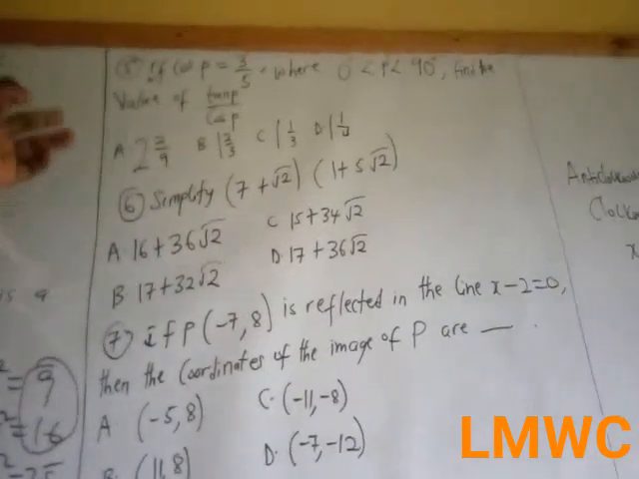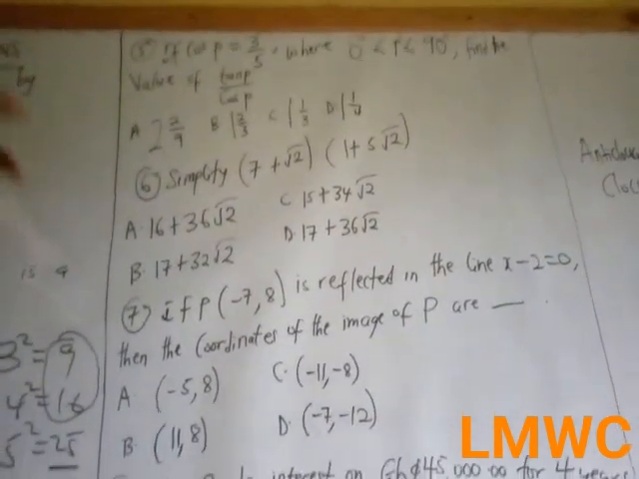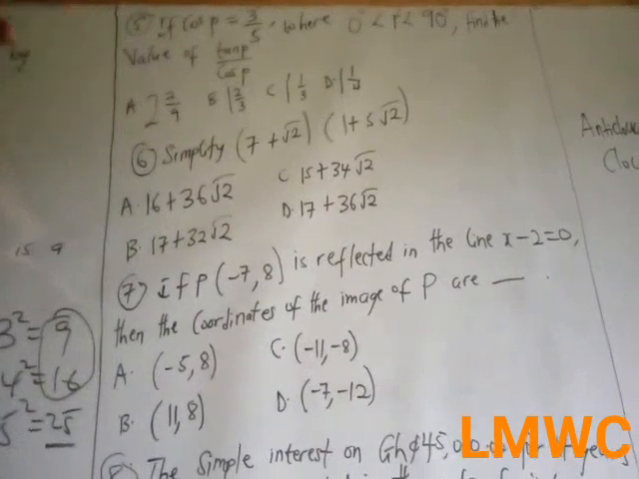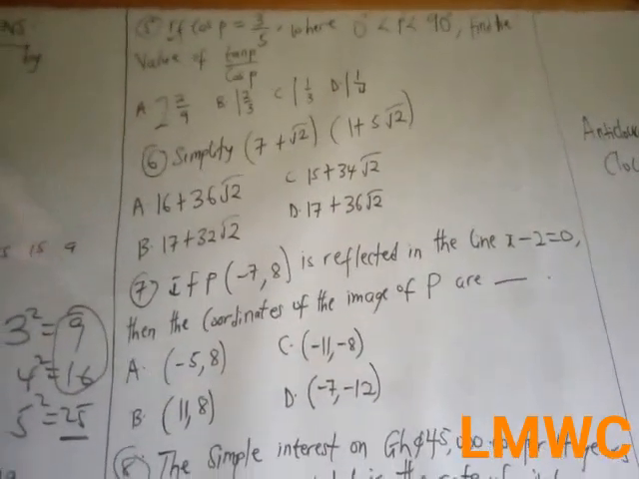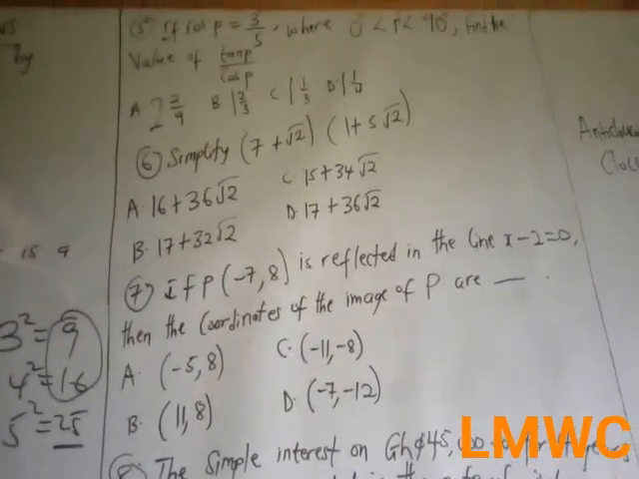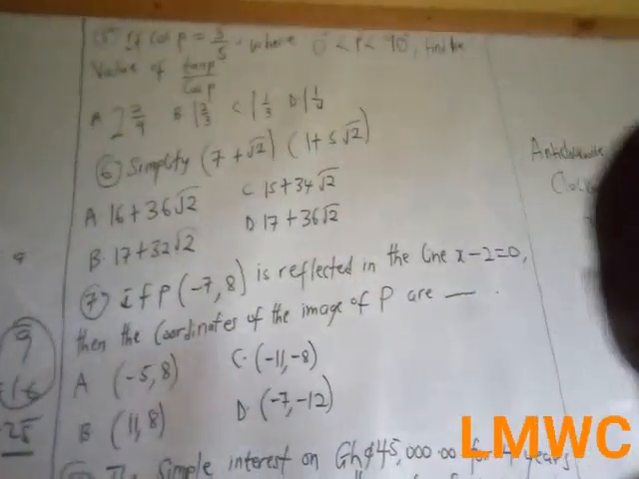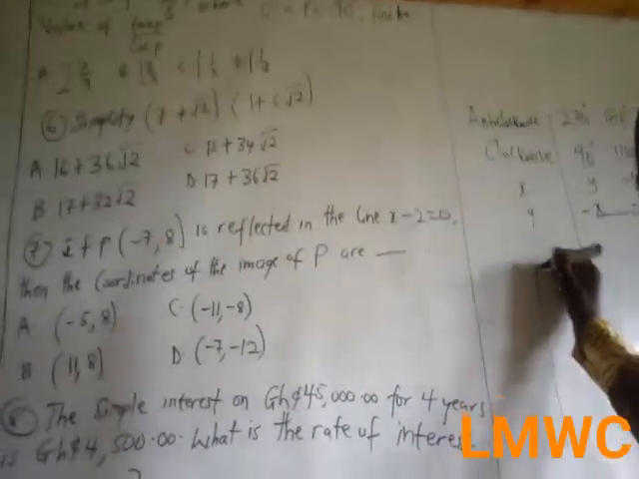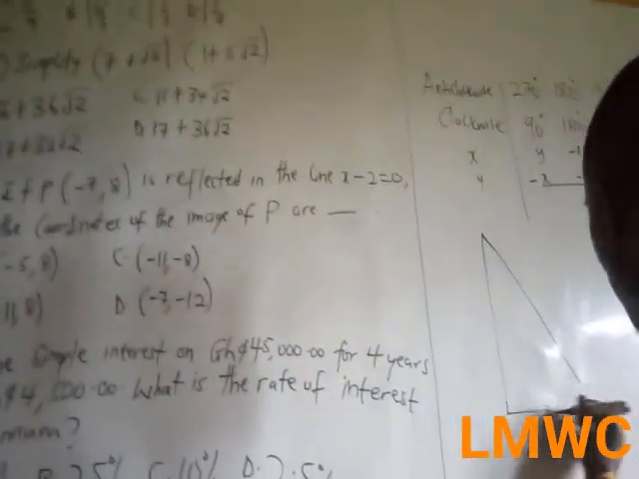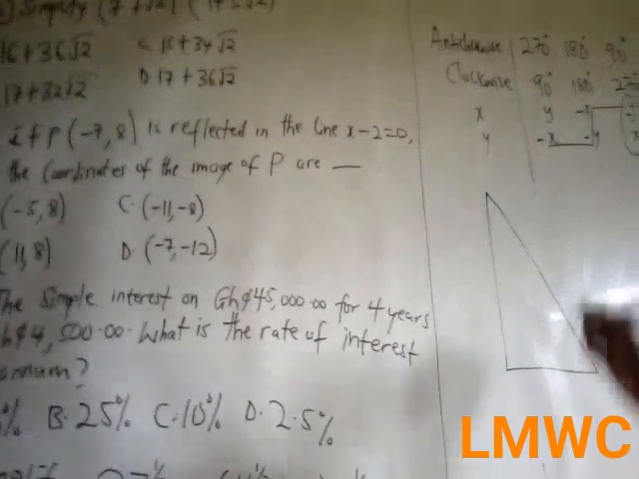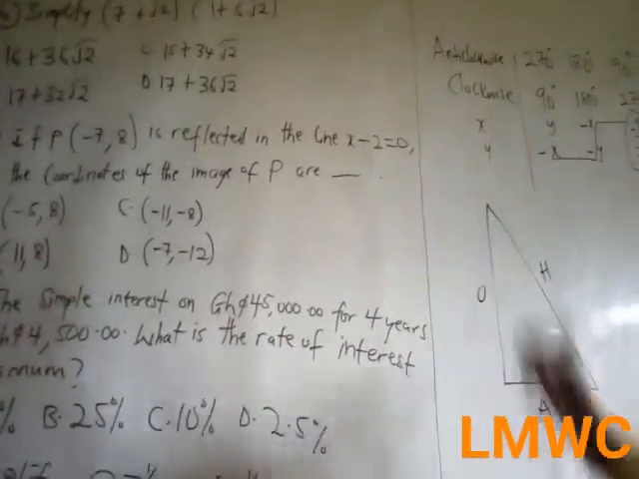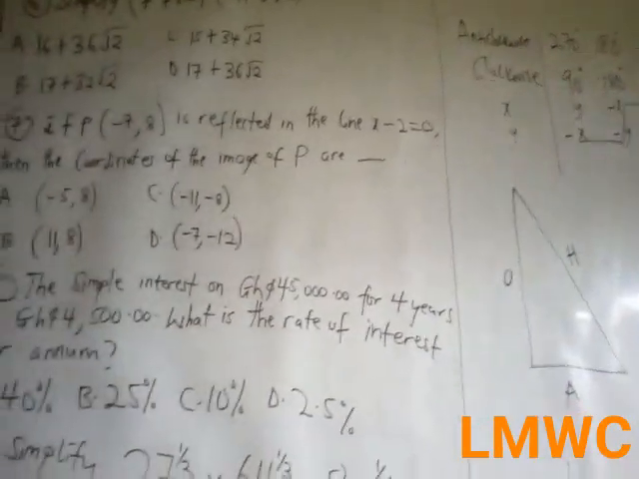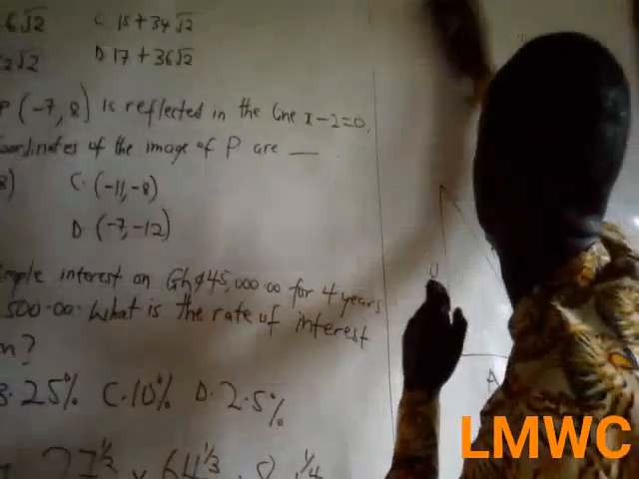Question 5. If cos P is equal to 3 over 5, where P is greater than 0 but less than 90 degrees, find the value of tan P over cos P. This is under trigonometry. So under trigonometry, questions like this, we use a right angle triangle. We know this as hypotenuse, adjacent, and opposite. So now we have cos P. For this, we have SOHCAHTOA.